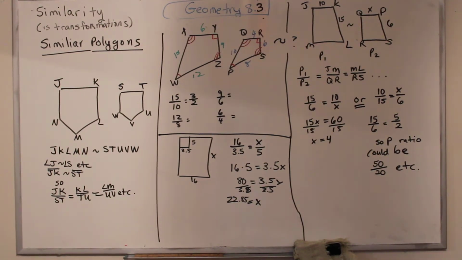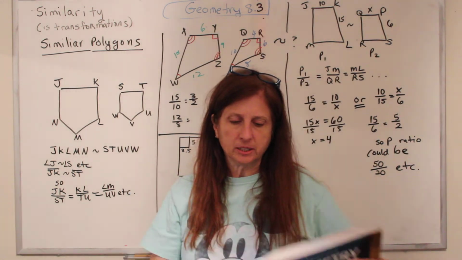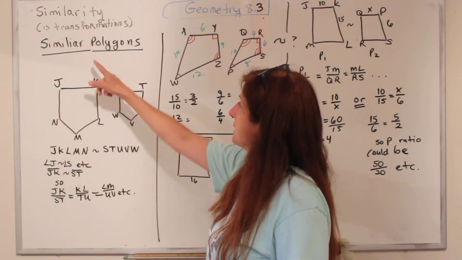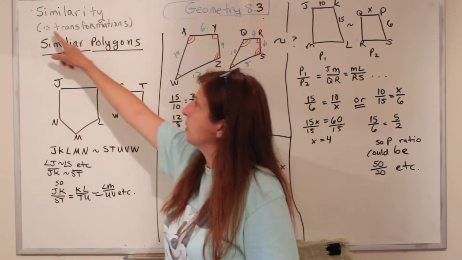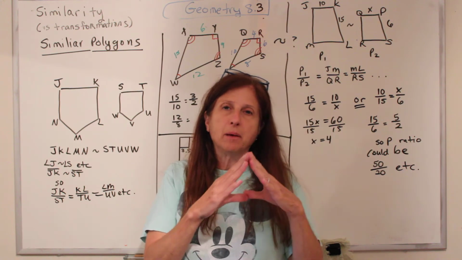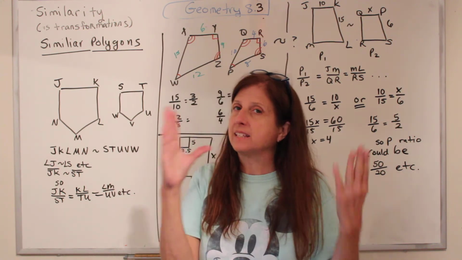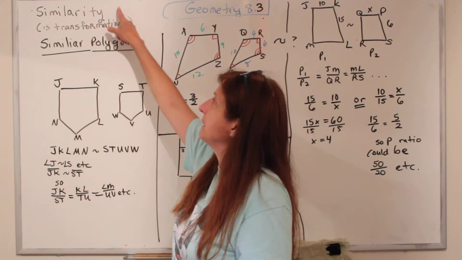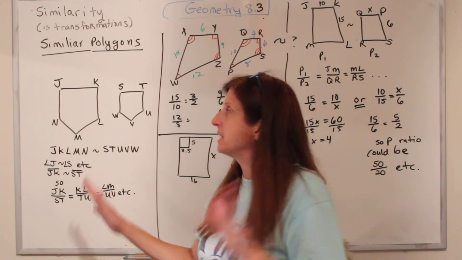Welcome back to Geometry, Chapter 8, Section 3 in this book. What we're talking about today is similar polygons. And remember, this is versus transformations. Transformations is where you take a shape and you move it somewhere else and it has the same size and the same shape. But if something is similar, it's only the same shape, not the same size.